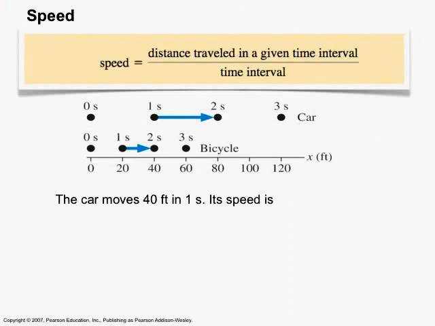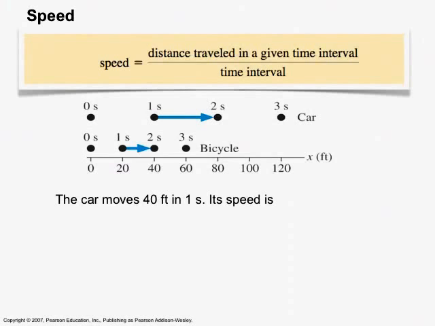Speed is distance per time. Looking at the motion diagram for a race between a car and a bicycle, we can calculate the speed from motion diagrams. We see 0 seconds, 1 second, 2 seconds for both the car and the bicycle. The length of the displacement vectors can be determined by the x-axis beneath the motion diagrams.